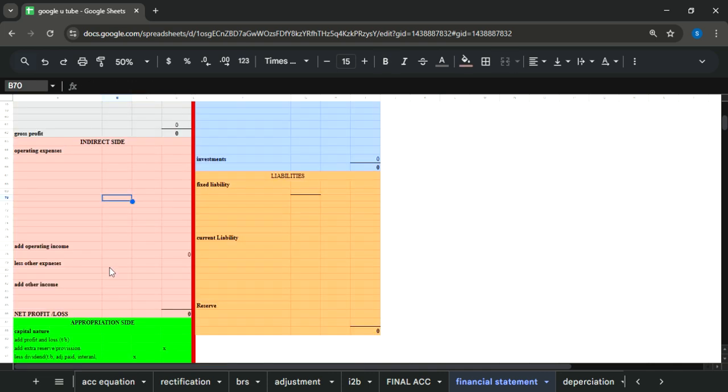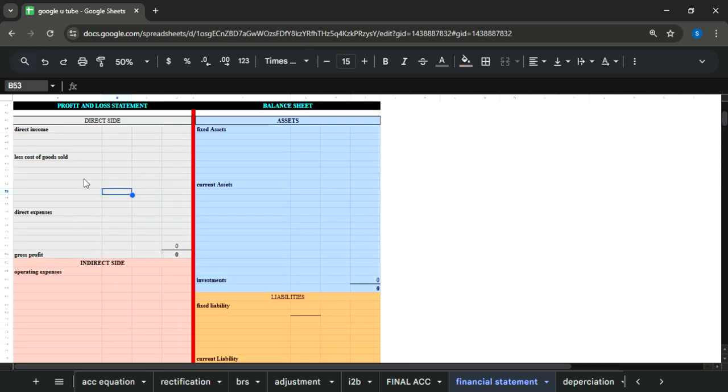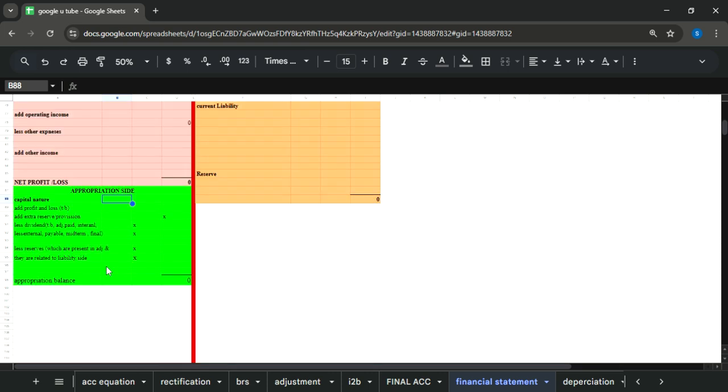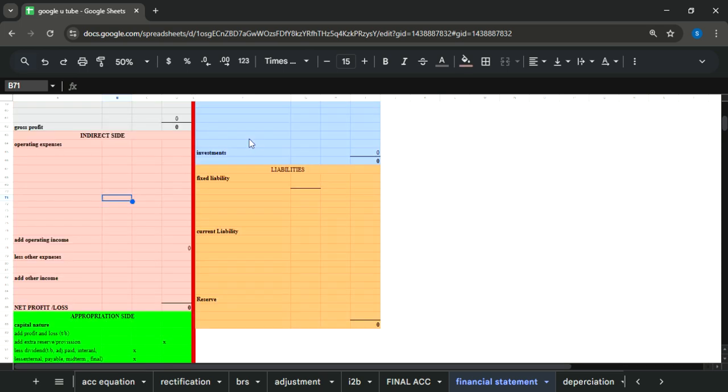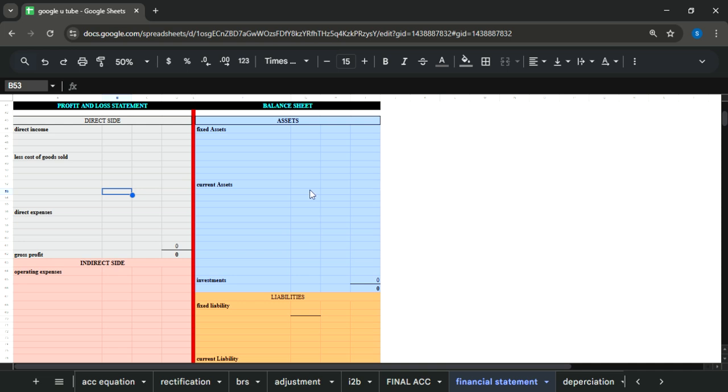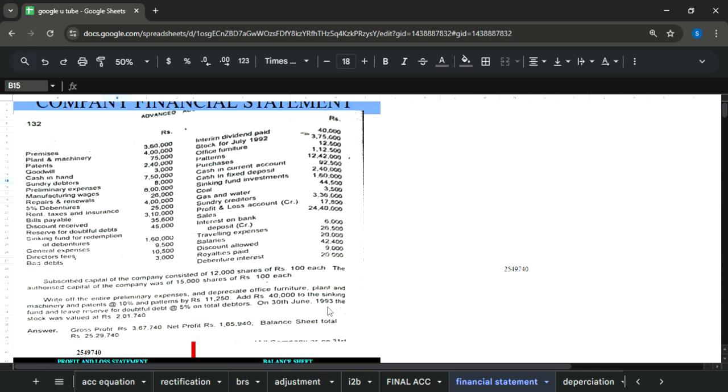The left side has three parts. The first part is for calculation of gross profit or loss. This is called the direct side. Then we have the indirect side, where we will calculate net profit or loss. The third part on the left side is the appropriation side, where we will calculate the appropriation balance, and finally this balance would be transferred to the liability side. On the right side we have two parts, balance sheet asset side and balance sheet liability side. I'm sure you are well familiar with this pro forma.